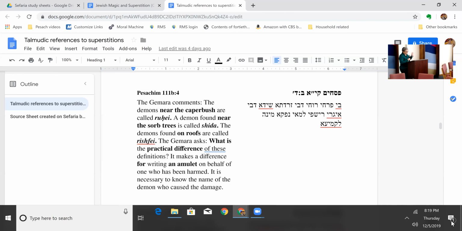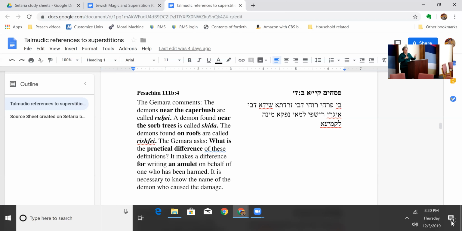It makes a difference for writing an amulet on behalf of one who has been harmed. It's necessary to know the name of the demon who caused the damage. How can you write an amulet that will take away the harm, or get that demon out of your house, unless you know what demon it was? So you have to know where the harm took place.